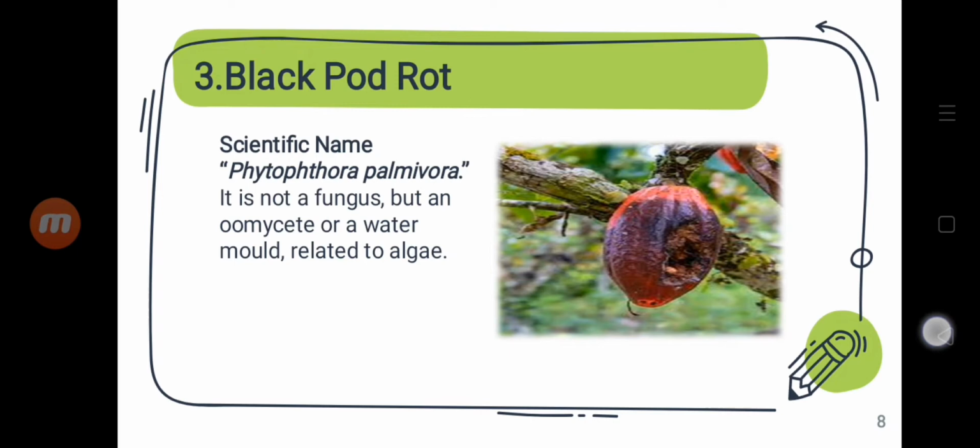Black pod rot. So this is the black pod rot disease in this picture. Scientific name, Phytophthora palmivora. It is not a fungus but an oomycete or a water mold related to algae. Next.